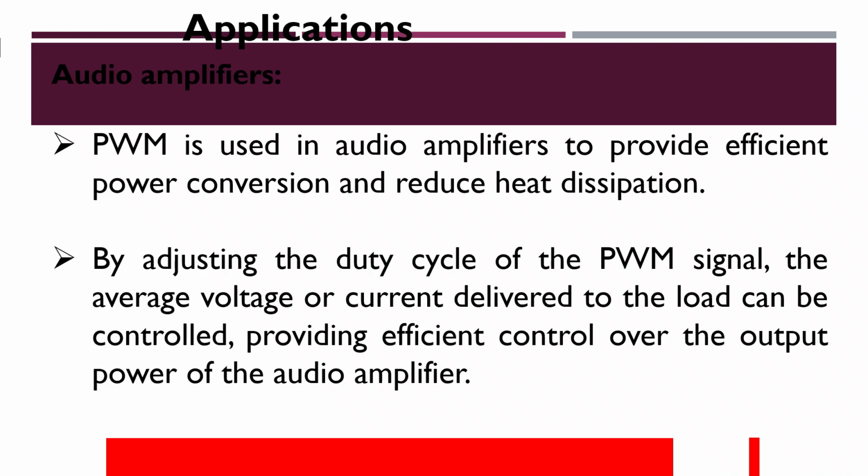It is used in embedded systems for motor speed control. Motor speed control means mostly which ones? Drones, electric vehicles, or DC fans. These are the motor speed controlling vehicles. Then LED dimming, robotics, power electronics, and industrial automation. So mostly these are used in all these types of industries and automation for power control.